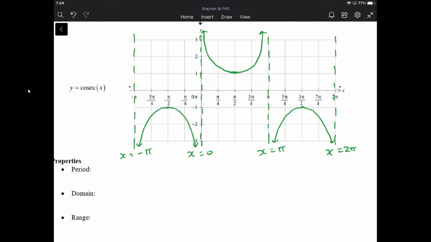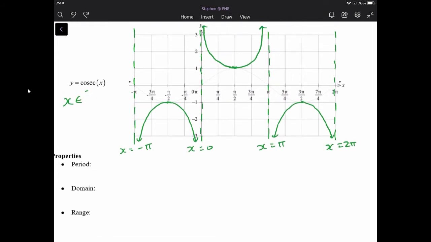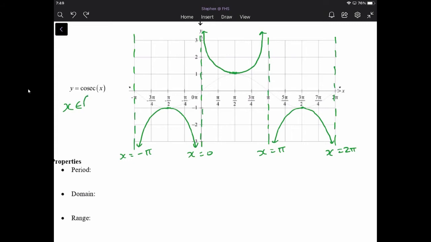And there we go. And that right there is the graph of y equals cosec x for x between, actually, probably it's going to be a round bracket because the asymptotes are not included. So from -pi to 2 pi, that's what we've got. Let's list a couple of other properties that will be useful.